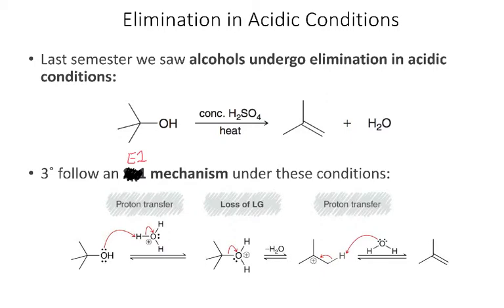Okay, so last semester we saw that alcohols could undergo elimination under acidic conditions. In particular, if we use concentrated sulfuric acid, we could convert the alcohol into an alkene. If we have a tertiary alcohol, it's going to proceed via an E1 mechanism. So we'll start with a proton transfer, converting the alcohol into water, which is a good leaving group. That water will pop off in the loss of a leaving group, giving us a carbocation, and then we'll finish with a proton transfer that will give us the alkene.